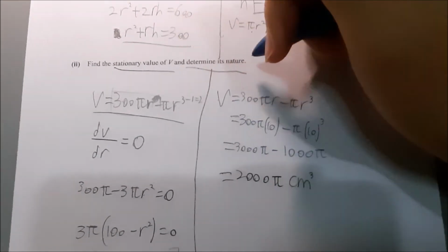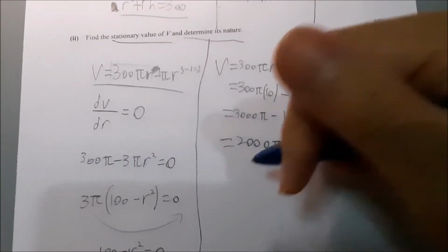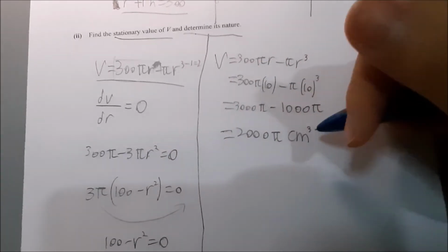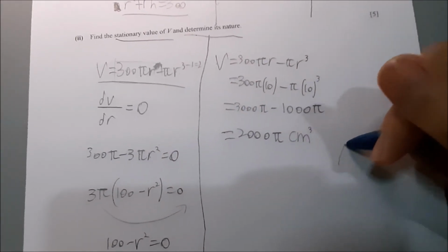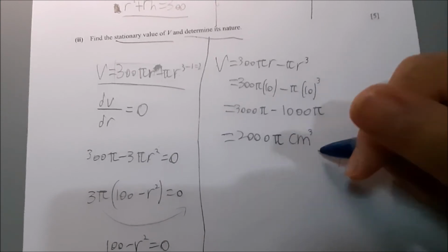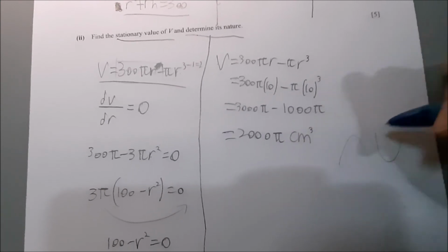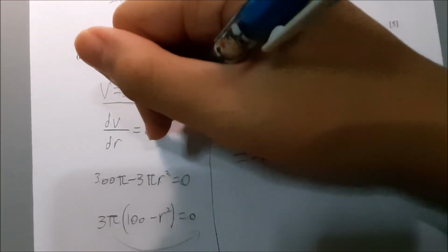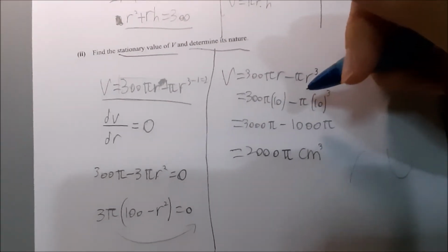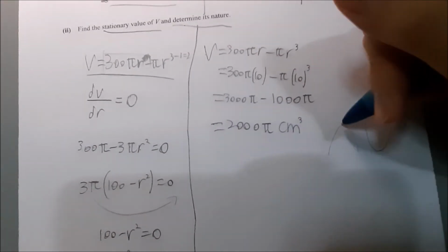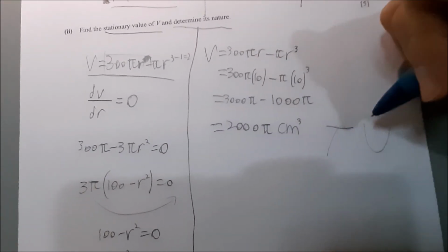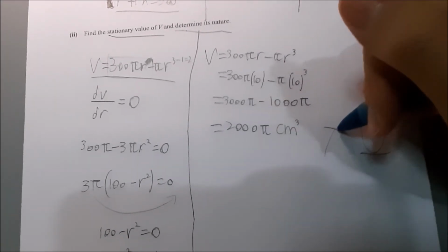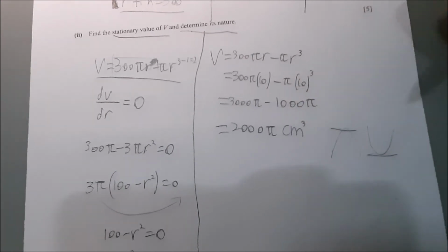And now you have to determine its nature. To determine its nature, it means you have to determine whether it is a maximum or a minimum. The stationary point is when the gradient is 0. The gradient of a graph is 0 when the graph is horizontally straight, just like that. So it is basically the peak point of the graph.